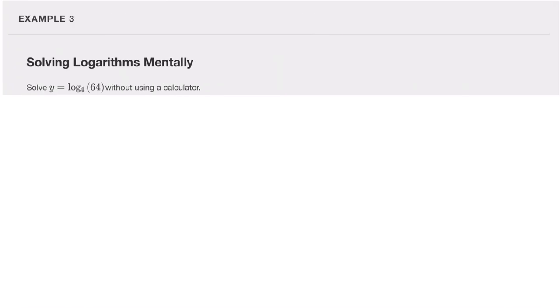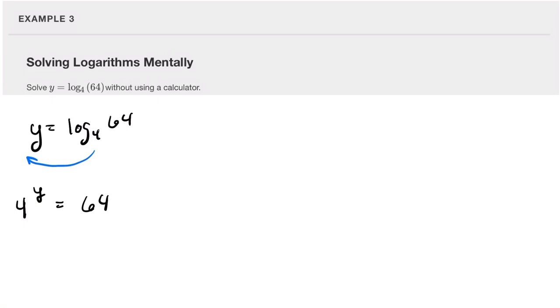We're asked to solve this without using a calculator, right? So we're going to start with y equals log base 4 of 64. We're going to rewrite it as an exponential. So we're going to take the base and swing it to the other side. So then we're going to have 4 to the power of y equals 64. Now to solve something like this, if we can get these two exponential expressions to look similar, like have the same base, then we can equate the exponents.